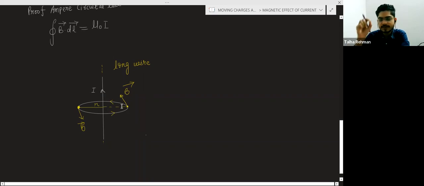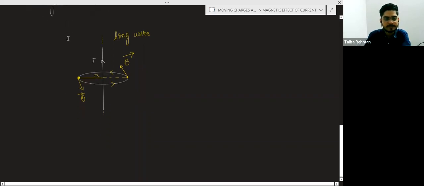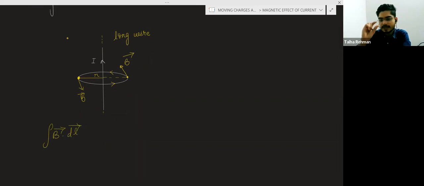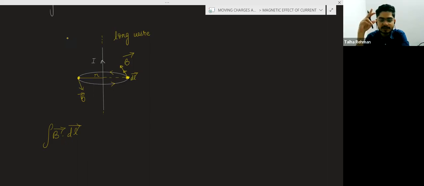What you will do is find this line integral of the magnetic field, B dot dl. Now take a small dl element on this loop. This is the dl, a very small element of this loop, and the direction of this dl will also be along this.